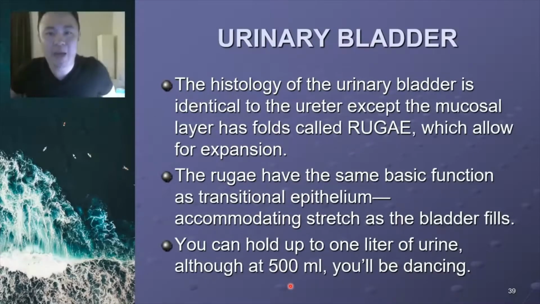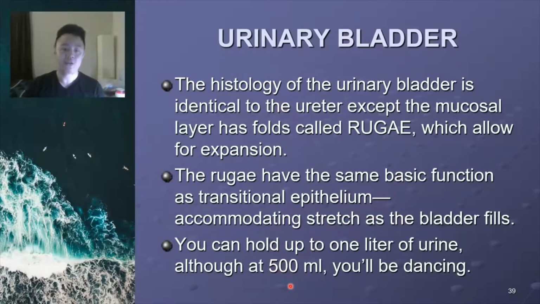Now, the urinary bladder is identical in terms of histology to that of the ureter, except that the mucosal layer has folds known as rugae, which allows for expansion, and that makes sense. The urinary bladder, when there's no urine in it, will kind of contract back down like a deflated balloon, and then when you add urine into it, it's like adding air into a balloon. Those folds start to expand and allow it to hold more volume of fluids.